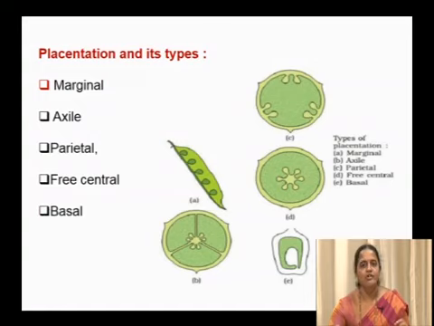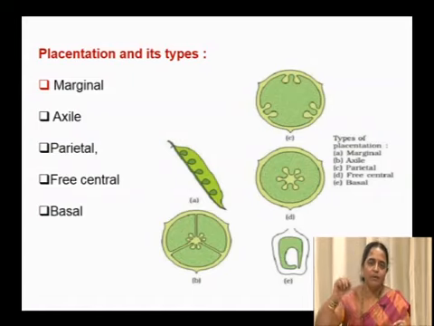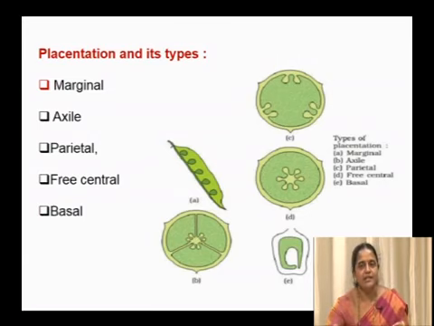When the ovules are arranged on the central axis of the ovary, we call it axial placentation. When the ovules are arranged along the periphery of the ovary wall, it is known as parietal placentation. And when the ovules are arranged in the center part, freely available, they are called free central. In monocarpellary condition, the ovule is single, attached at the base of the ovary, it is known as basal placentation.